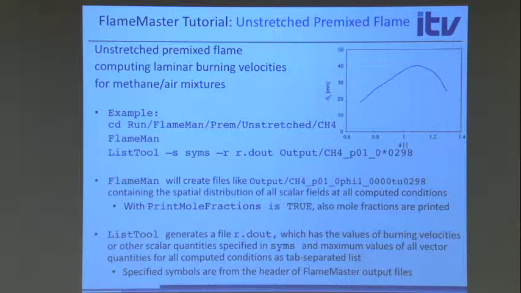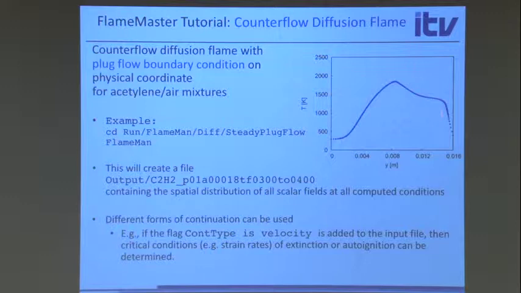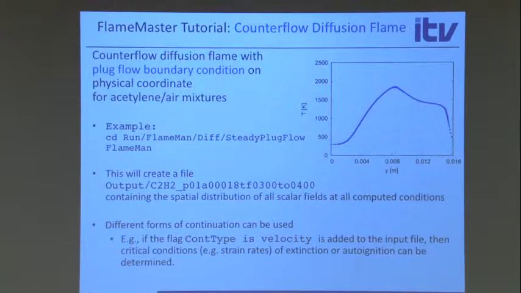What is this here? Counterflow diffusion flame. This is a counterflow diffusion flame. This is the one nozzle, this is the other nozzle. You see here, actually, this nozzle has a premixed fuel air mixture, which is why there's an additional heat release here. And here also, there are different types of continuation always.